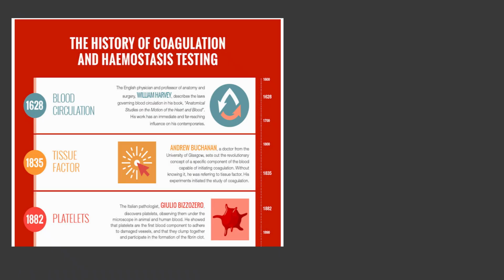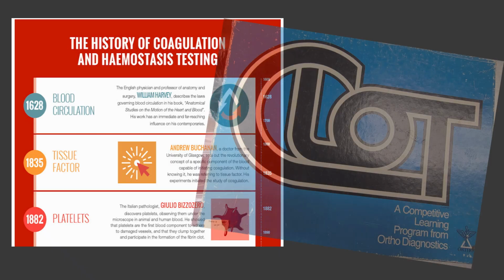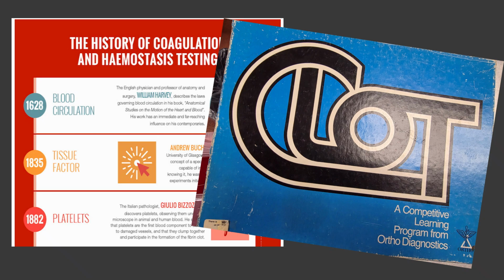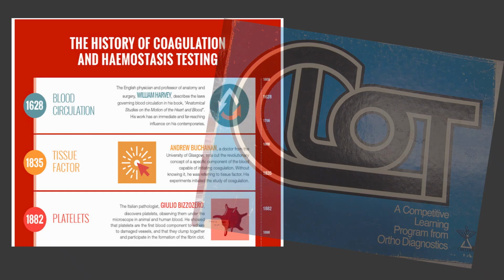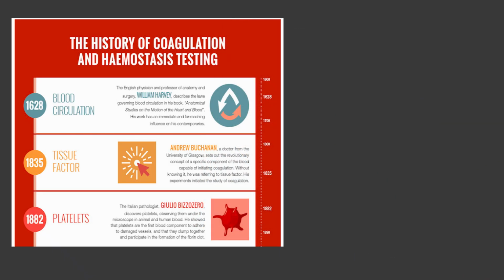The thing that initially sent me down this rabbit hole is this infographic that you're seeing now, which is courtesy of Stago. If you're watching this video, you probably know Stago is one of the big dogs in the coagulation analyzer field. Stago is actually pretty big on educating their end users. They even made a board game called Clot in the 70s, where you make your way around a board by answering questions about the coagulation cascade, with the winner being the first one to form a fibrin clot.